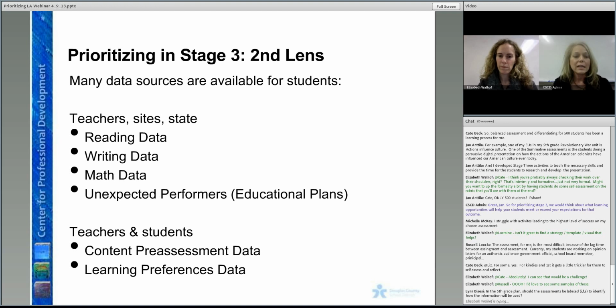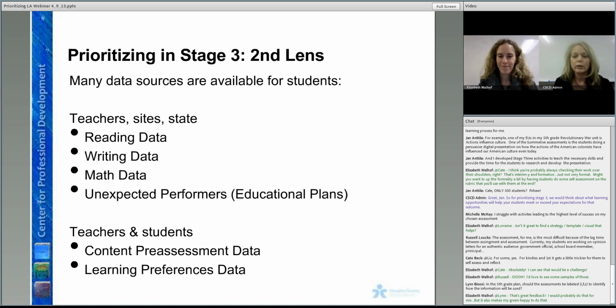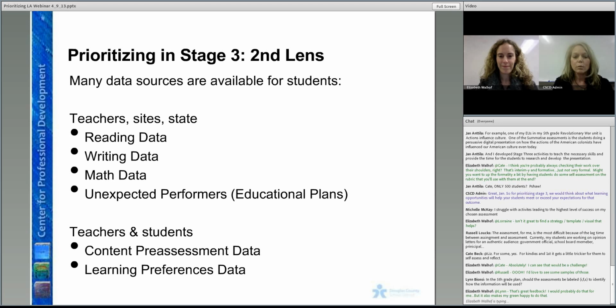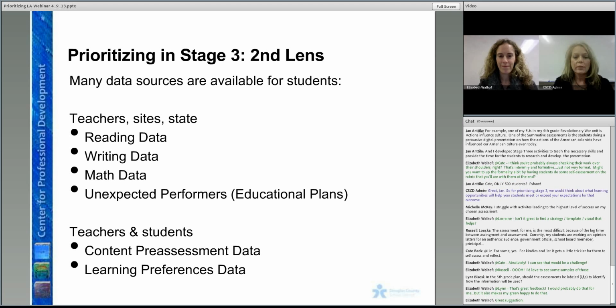So some of the data we have on site and from the state, reading data, writing data, math data. We also have what Justin calls our unexpected performers data. So that's any of those educational plans or learning plans, advanced learning plans, IEPs, ELL plans. We have a lot of those in the district too that outline accommodations or modifications to make for our students so that they can achieve at the highest level.